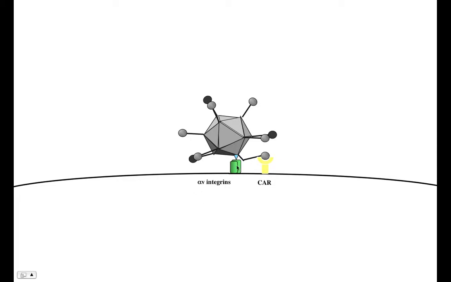So this penton base binds to these alpha V integrins, and like I said, the CAR, Coxsackie and adenovirus receptor, is bound by this fiber protein. So this is just a brief go through of how adenovirus infection works. You'll have your adenovirus, it'll bind to its primary receptor, it'll undergo endocytosis.